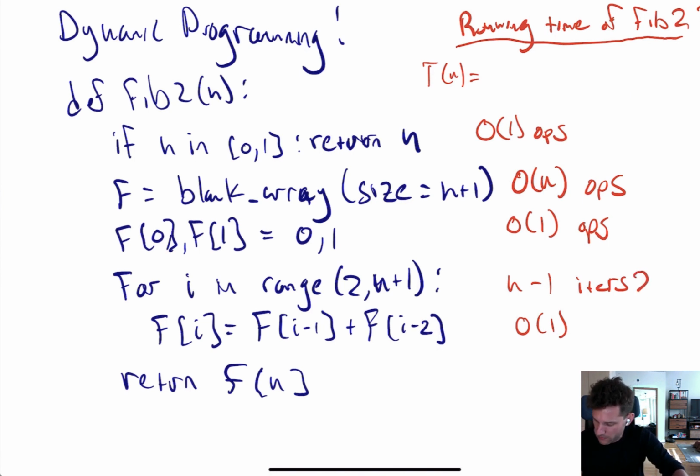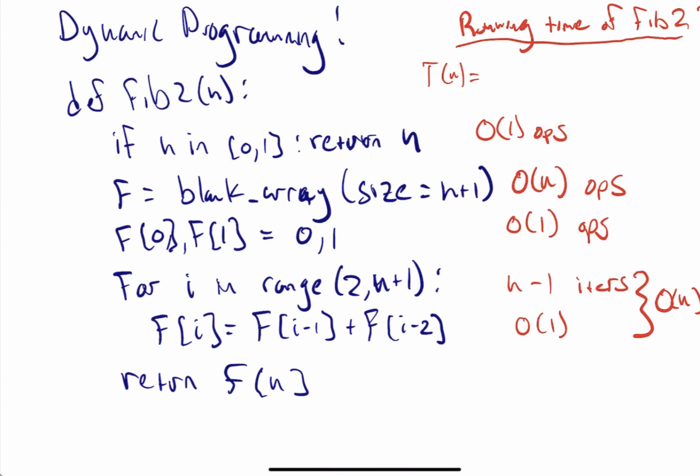Therefore, in total, this takes O of n time, right? O of n minus 1 is also O of n, right? And this, of course, is an O of 1 operation. So in total, we have an O of 1 plus an O of n plus an O of 1 plus an O of n plus an O of 1. That's still on the order of n, right? This is just O of n. The running time of this algorithm is linear in n.